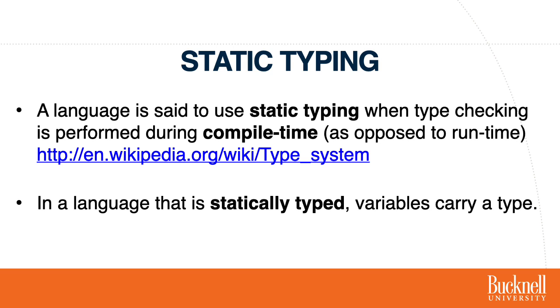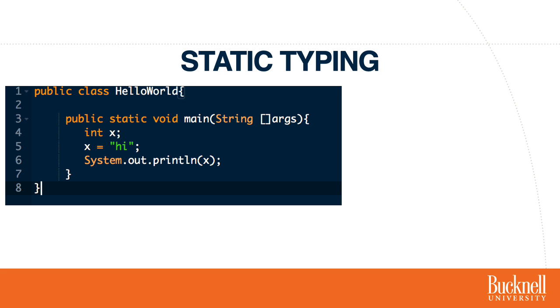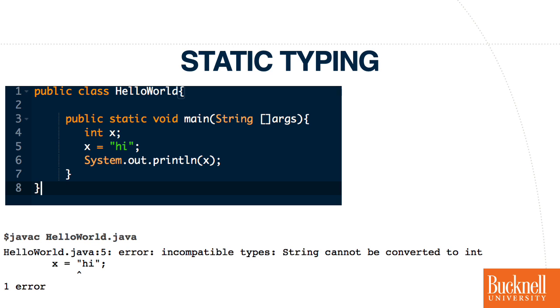A language is said to use static typing when type checking is performed during compile time, as opposed to runtime. In a language that is statically typed, variables carry a type. For example, in Java, if we create a variable, int x, here it's explicitly declared that we're creating a new variable, and explicitly declared that the type of the variable is integer, and then we try to assign the variable the string hi, we get an error message. Incompatible types, string cannot be converted to int.